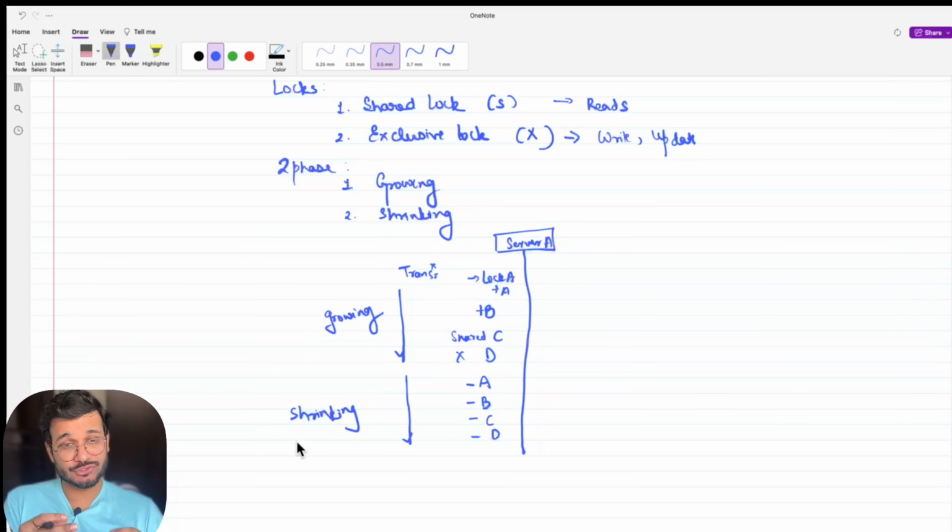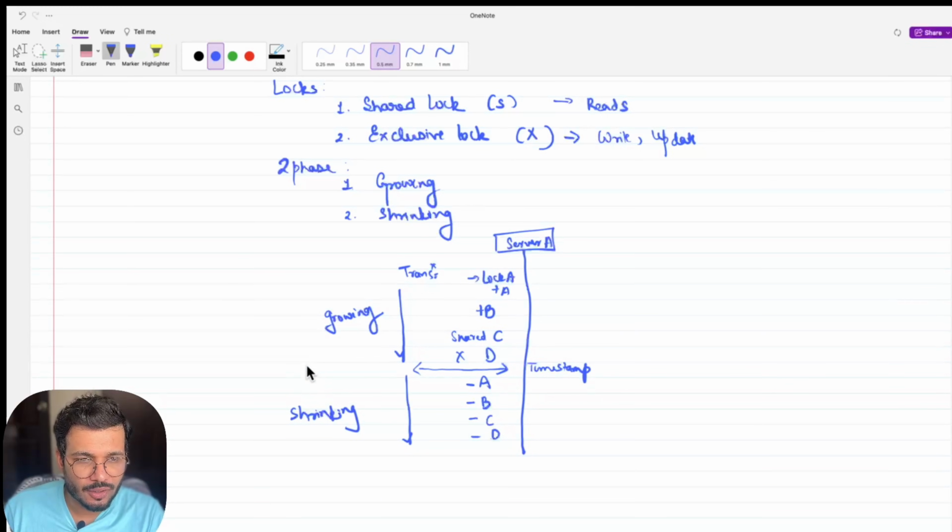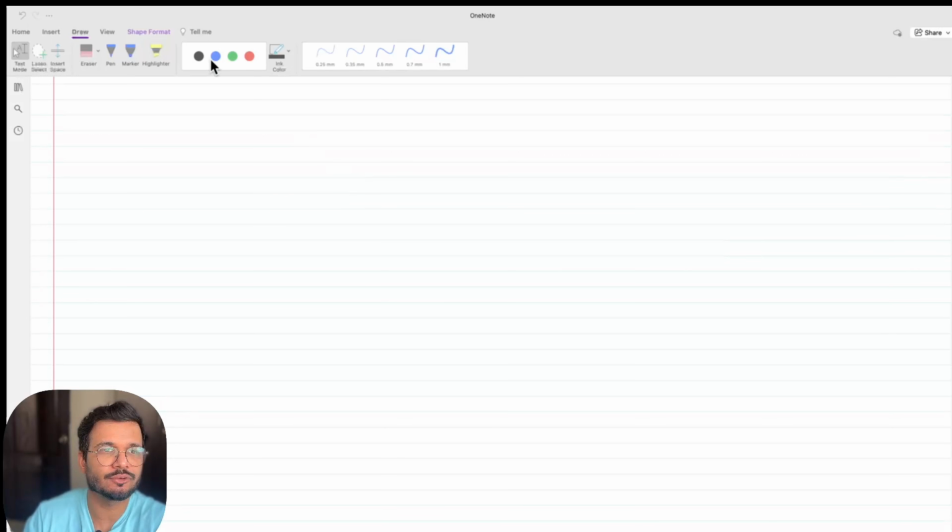So that's the difference. When the growing starts, you only acquire locks, and when the shrinking starts, you only release locks. Now there's a point at which it moves from the growing phase to the shrinking phase, this point. This timestamp, whenever this happens, we have a name for it. It's called the lock point. So the point where the growing phase changes to the shrinking phase is called the lock point. Okay, now let's take a real-time example.